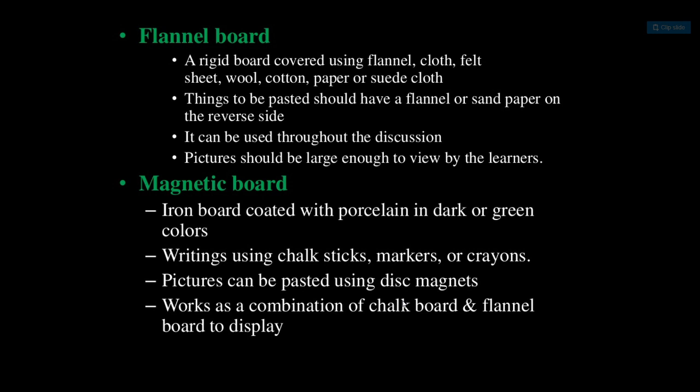Next is the flannel board. It is a rigid board covered using flannel, cloth, felt sheet, wool, cotton, paper or suede cloth. Things to be pasted should have flannel or sandpaper on the reverse side. It can be used throughout the discussion. Pictures should be large enough to be viewed by the learners. Then the magnetic board: an iron board coated with porcelain, a kind of polish in dark or green colors. Writing is done using chalk sticks, markers or crayons. Pictures can be pasted using disc magnets. It works as a combination of chalkboard and flannel board to display.